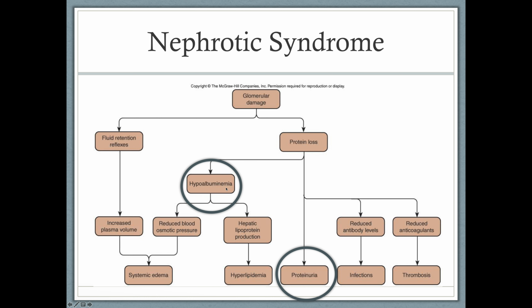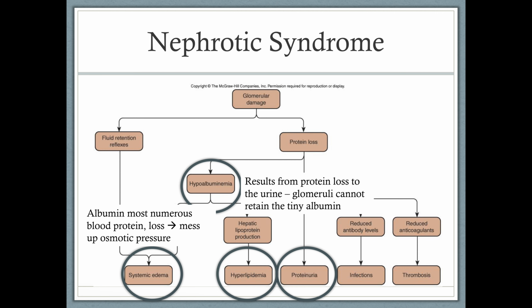As I said, the body can't just make more albumin, but what it can do is make LDL. That's what you see here, lipoprotein. And LDLs are bad cholesterol. So you see high LDL because the body is trying to maintain the normal protein levels. Again, when you don't have adequate protein in the bloodstream, that messes up the osmotic pressure, and then the fluid leaves the vessels. You'll see edema, and you're going to see things like ascites or hydrothorax as well.